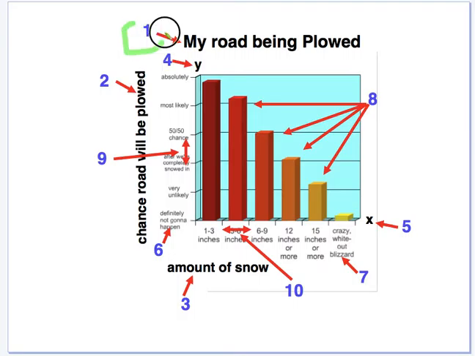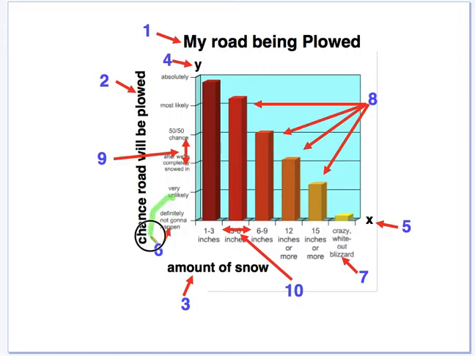Number 1, obviously the big one is the title, a clear title, something that tells us exactly what we're looking at. Number 2, the description of the y-axis, so the chance the road will be plowed. Number 3, over here, the title of the x-axis, and in this case it's amount of snow, and it's really, really clear. 4, I want you to label y. 5, I want you to label x.